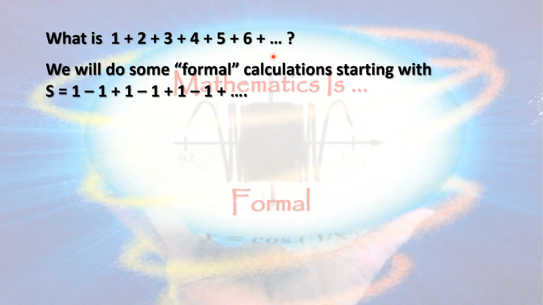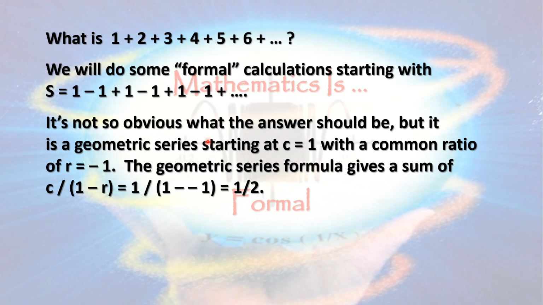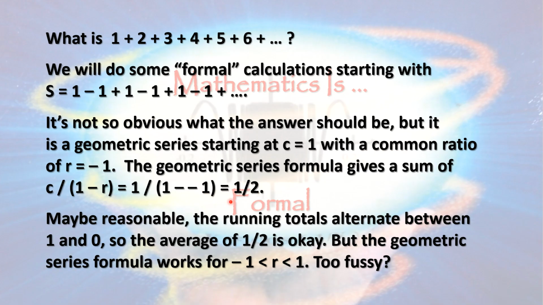Give the name S to the sum 1 minus 1 plus 1 minus 1 plus 1 minus 1, and so on. One way to look at this is to say that S is a geometric series starting with C equals 1 and with common factor R equals negative 1. Geometric series sum to C over 1 minus R, which is 1 over 1 minus minus 1, or 1/2. S equals 1/2 kind of makes sense, as the average of the first n terms within even is 0, and within odd is 1.